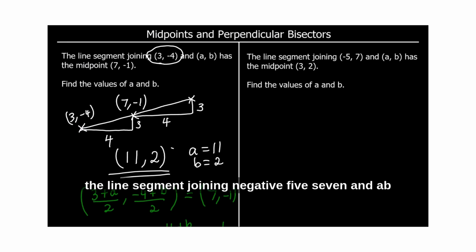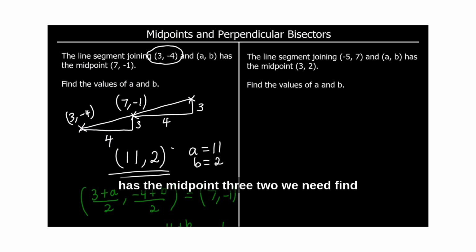So the line segment joining negative 5, 7 and AB has the midpoint 3, 2. We need to find A and B. So we've got the point negative 5, 7.